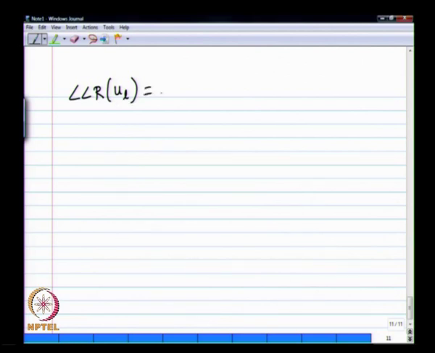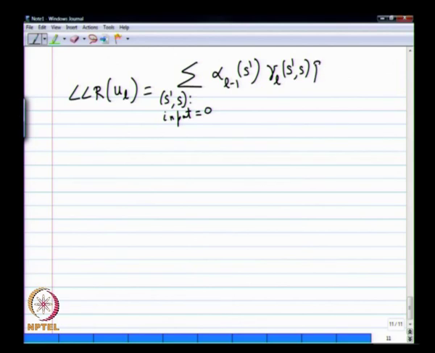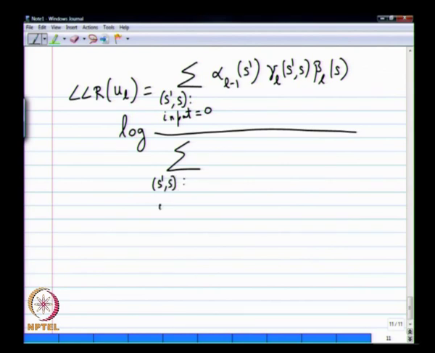For the input in the lth stage, you have a summation in the numerator over all s prime, s such that input equals 0, and what will you multiply it with? Here you have alpha l minus 1 of s prime, gamma l of s prime comma s, beta l of s. Then what will you do here? Of course, I forgot the log. The log is all important. And in the denominator, s prime, s such that input equals 1, and then you do the same expression. That is it, and now you have soft information on each of your message bits.